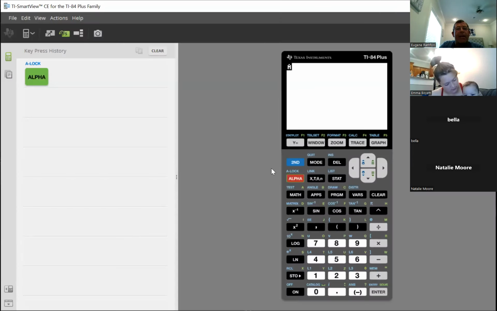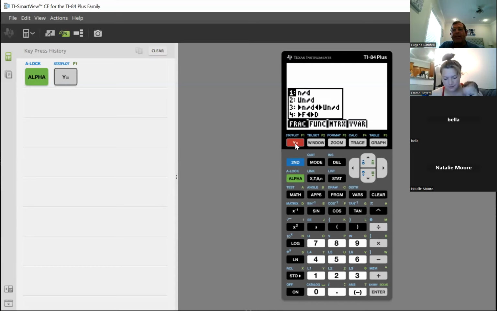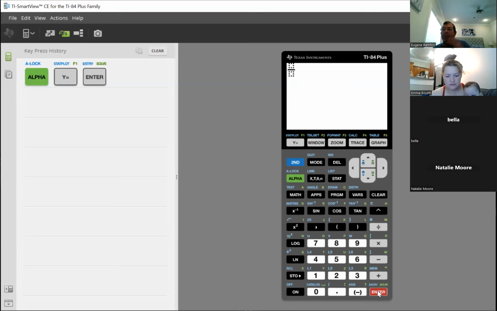Remember, to get the fraction, I'm going to hit alpha y equals because that brings up the fractions in D. I'm going to hit enter. Now this will look like a big fraction. Notice on top I had -5. Now we're going to have to do one answer at a time. We can't do both the plus and minus on the calculator to get the two answers.